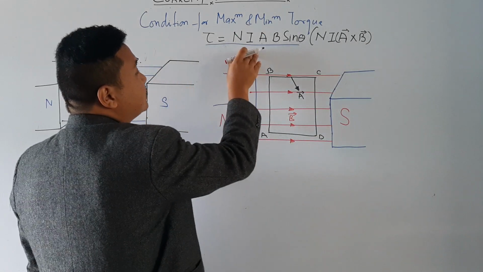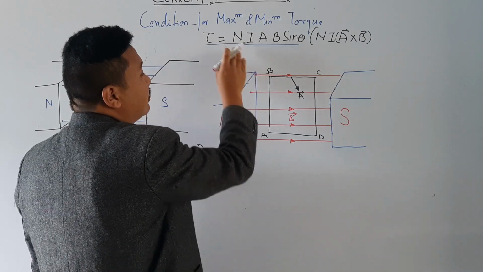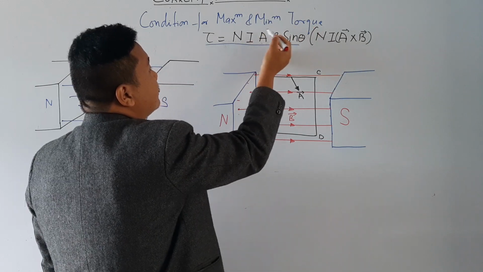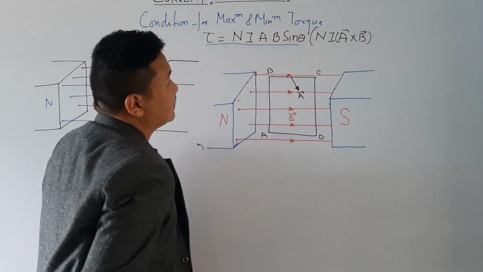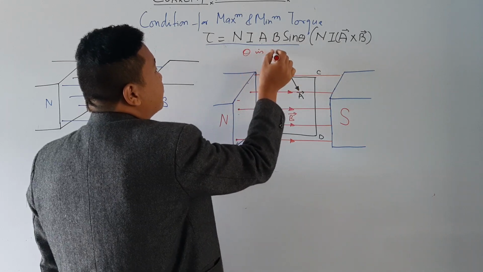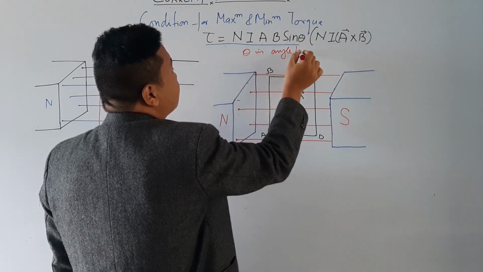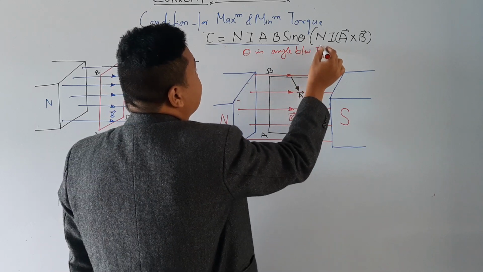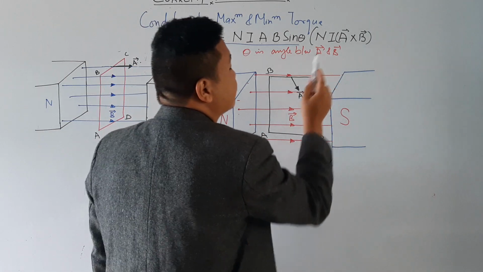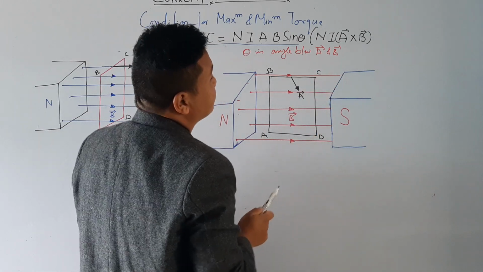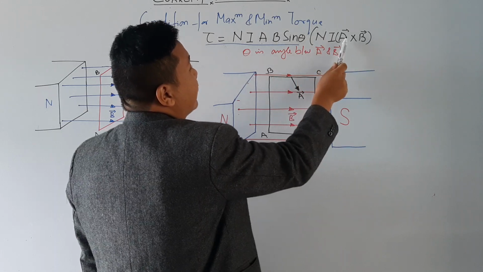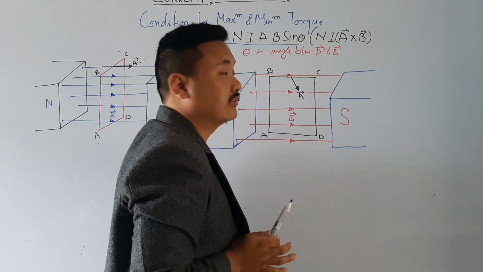So we have understood, we have derived the torque on this coil is NIAB sin theta. And what is theta? Theta is the angle, okay? Angle between A vector and B vector. A is the area vector and B is the magnetic field vector. And this can also be equivalently written as A vector cross B vector, right?